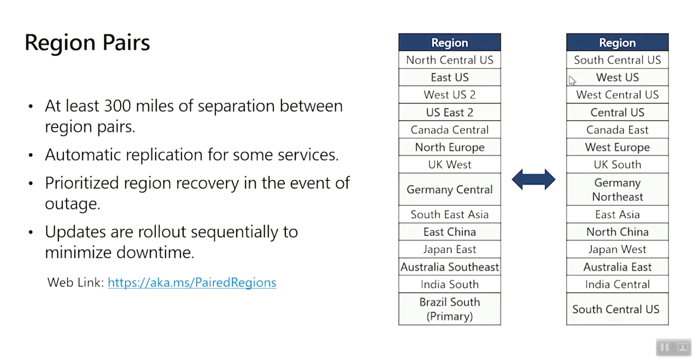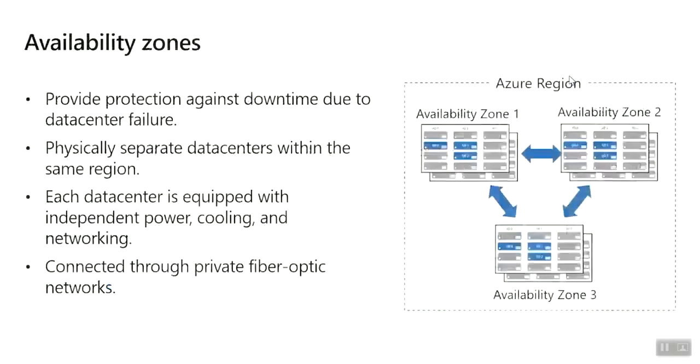When Azure plans updates, they are rolled out to one of the region pairs at a time to minimize any downtime and risk of application outage. These region pairs are 300 miles apart for data protection. And then we have availability zones. They are built to protect against downtime due to a data center failure.